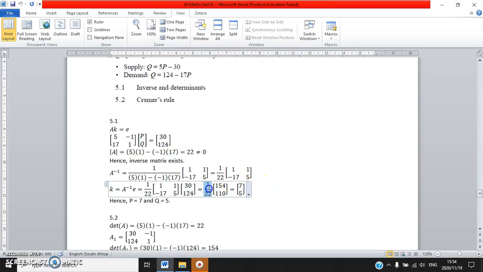It can actually mean scalar multiplication. It means each term is multiplied by 1 over 22. But now we know the answers. P is 7, Q is 5.